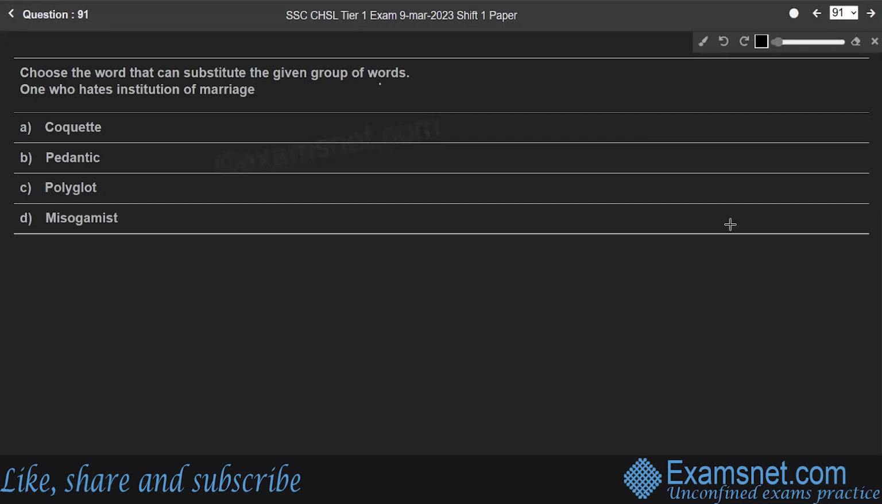Question 91. Choose the word that can substitute the given group of words. One who hates the institution of marriage is called a misogamist. Option D is the right answer. Option A, coquette, refers to a woman who flirts with men to gain attention.